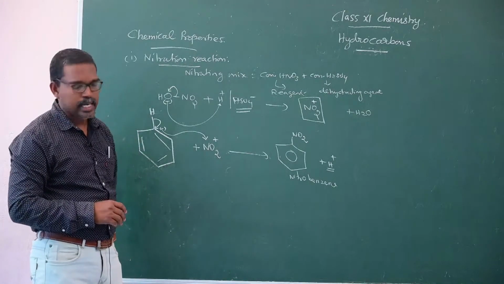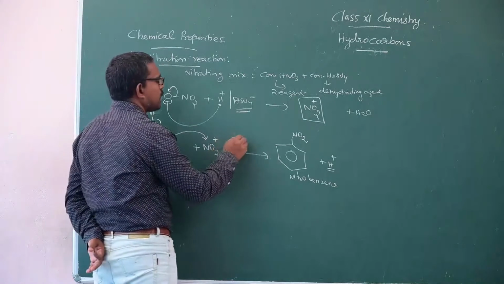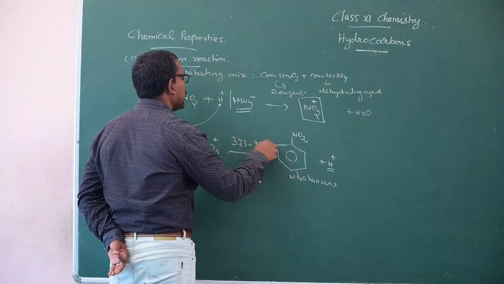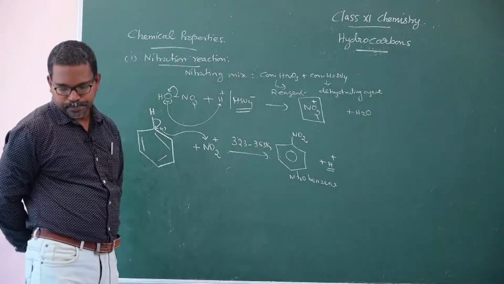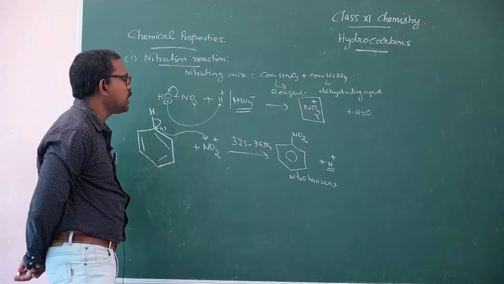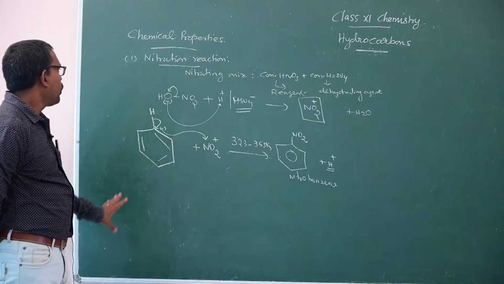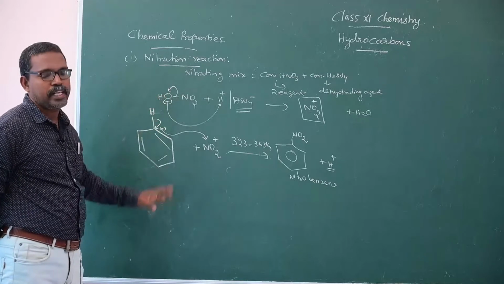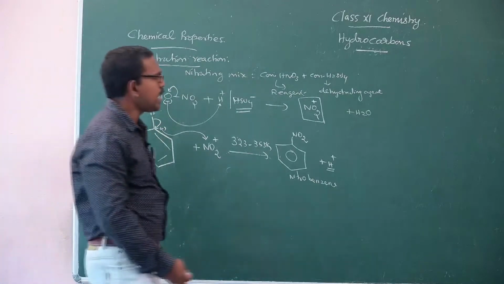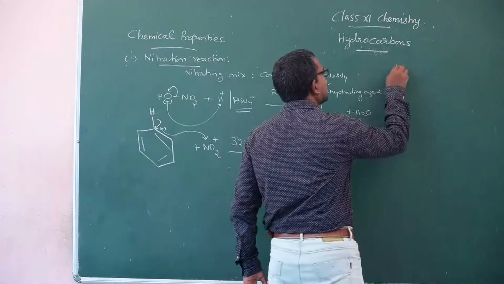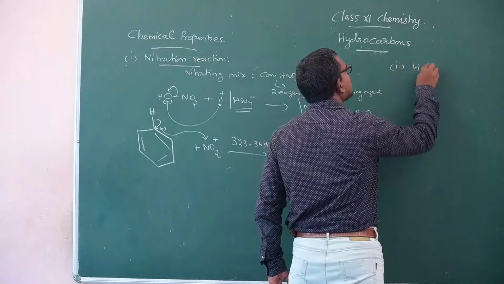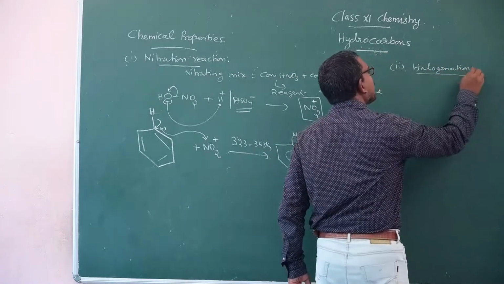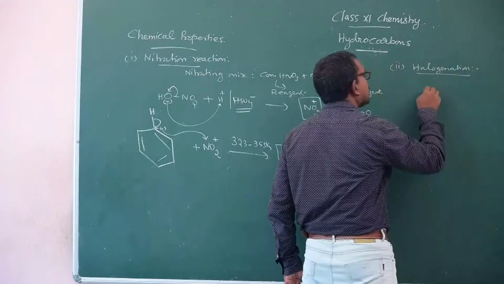This reaction is carried out under the conditions of 323 to 353 Kelvin. So this is the electrophilic substitution reaction, that is the nitration. The next is halogenation. The second reaction is halogenation, either bromination or chlorination or iodination.